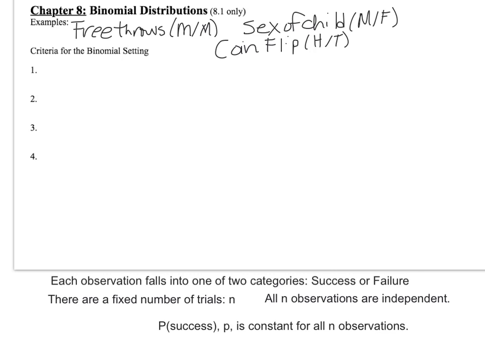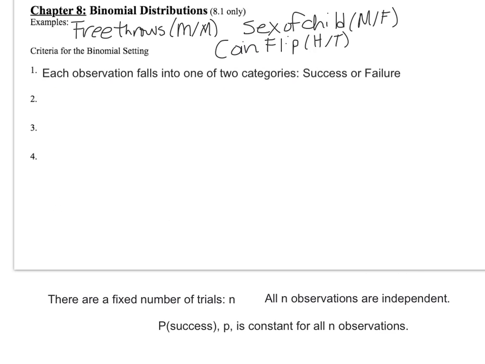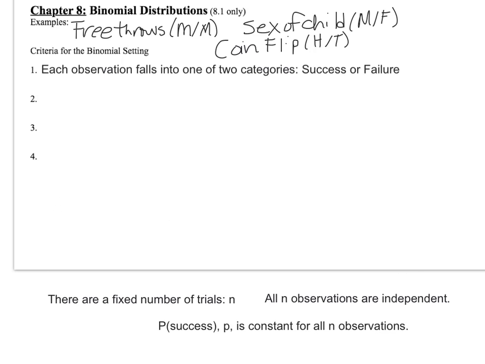So let me just drag them up here. So the first part is that each of the observations that you're looking at falls into one of two categories, success or failure. And again, you can manipulate that in a way that there can be actually more outcomes than you think, but you classify only one of those types of outcomes as successes and put the rest in the failure category, and you have yourself a binomial.